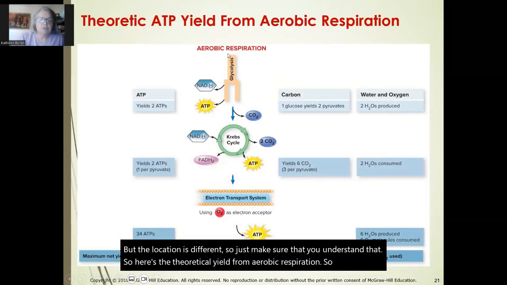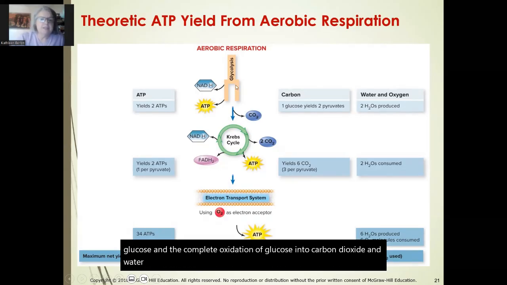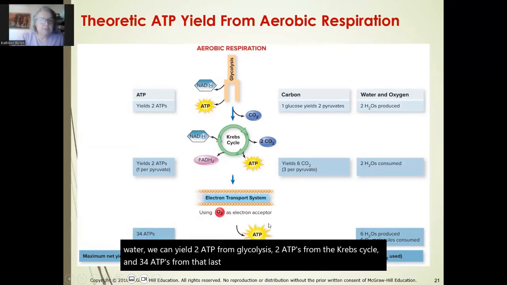So starting with glucose and the complete oxidation of glucose into carbon dioxide and water, we can yield 2 ATPs from glycolysis, 2 ATPs from the Krebs cycle, and 34 ATPs from that last step, the electron transport step. The carbon is getting broken down into 6 carbon dioxides. At the end, as you go through the whole process, you can see them coming off, 1 in the transition step and then 2 during the Krebs cycle. We get waters being produced throughout this process as well.